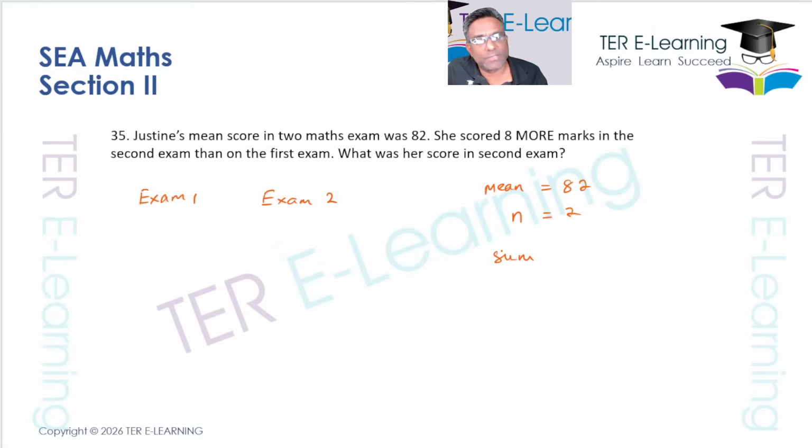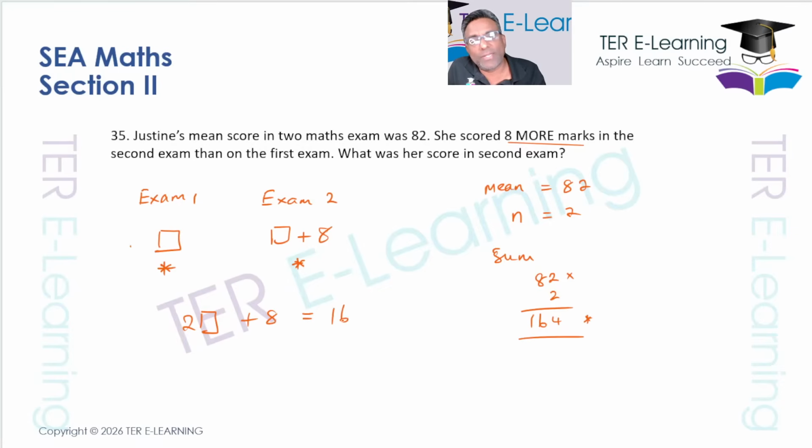So the sum of the 2 scores will simply be 82 multiplied by 2. 2 2s are 4, 8 2s are 16. So when I add up her 2 scores in both exams, I should get 164. Now she scored 8 more marks in the second exam than the first. So let's say she scored a box in the first exam. In the second exam, she would have scored box plus 8. When I add these up, I get 2 boxes plus 8 is equal to 164.